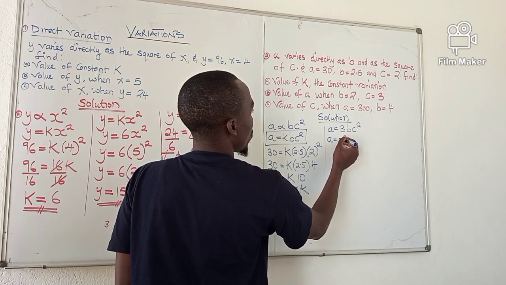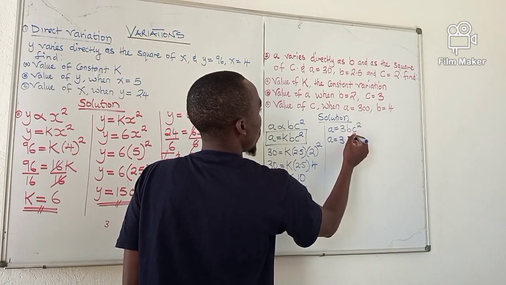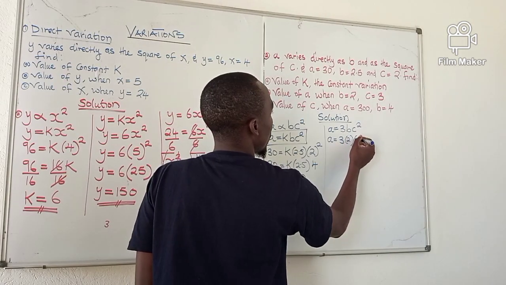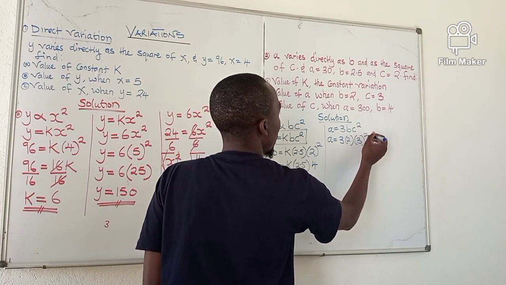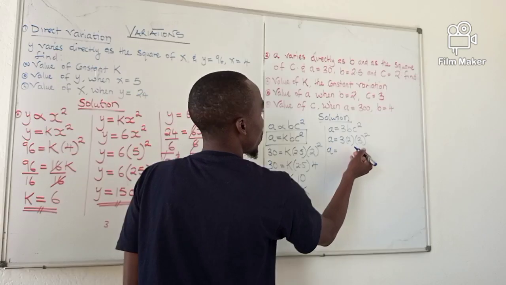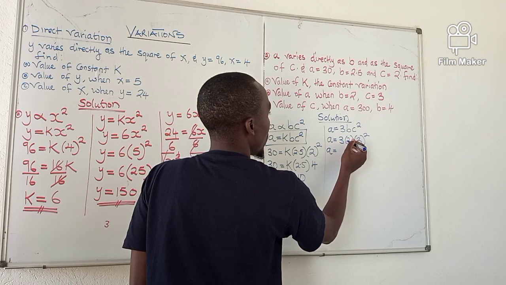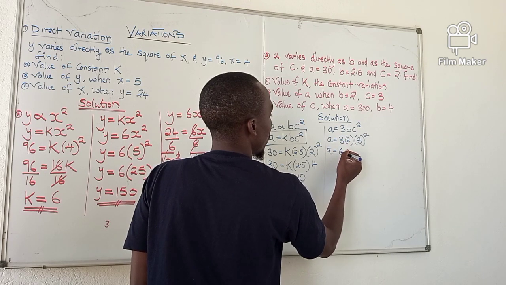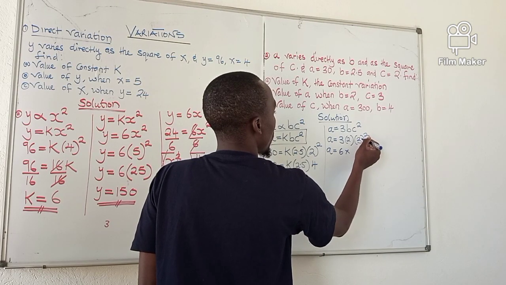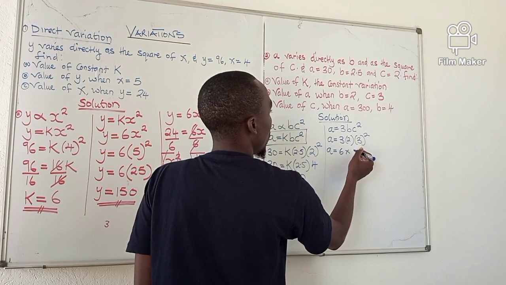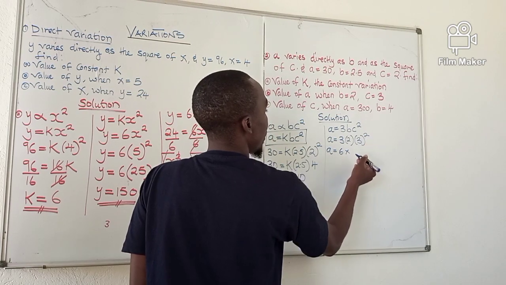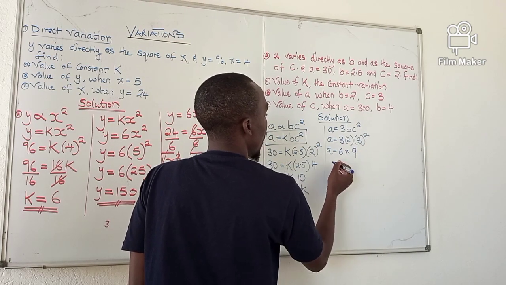So A will be equal to 3. B is 2. Okay. What is our C? Our C is 3 squared. So we work that out. 3 times 2 is what? It is 6. Okay. So this is times 3 to the power of 2. 3 to the power of 2, that is 3 times 3. It will give us a 9.